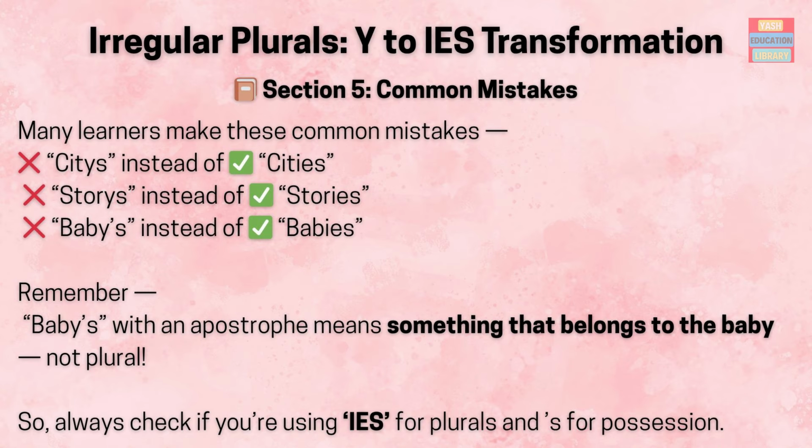Section 5. Common mistakes. Many learners make these common mistakes. Citys instead of cities. Storys instead of stories. Baby's instead of babies. Remember, baby's with an apostrophe means something that belongs to the baby, not plural. So, always check if you are using IES for plurals and apostrophe S for possession.